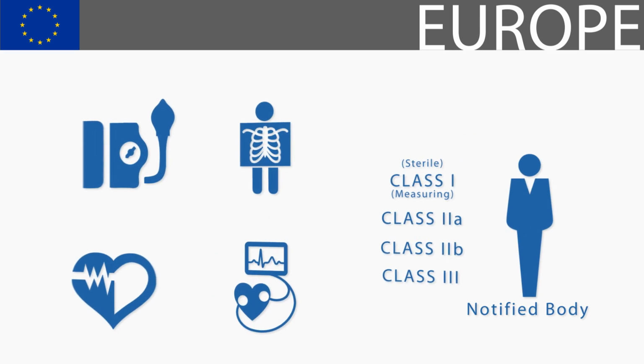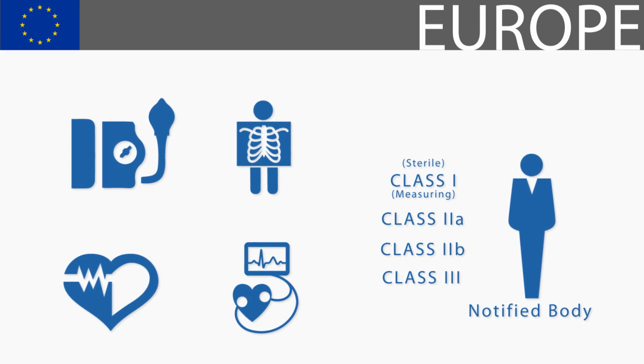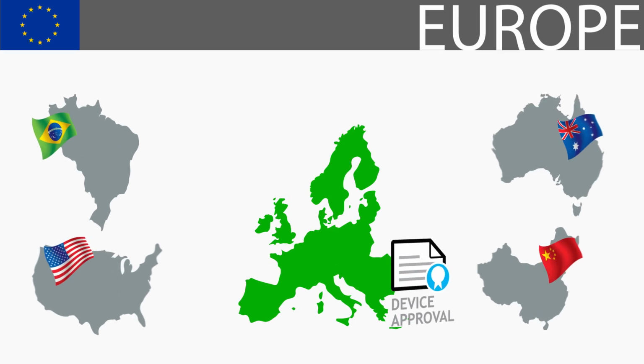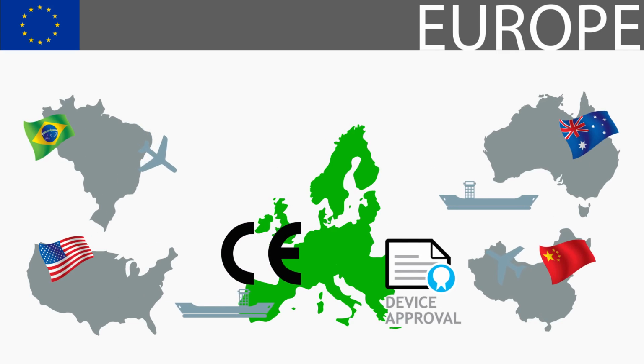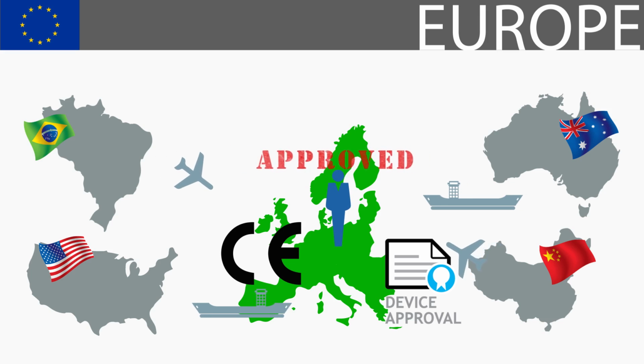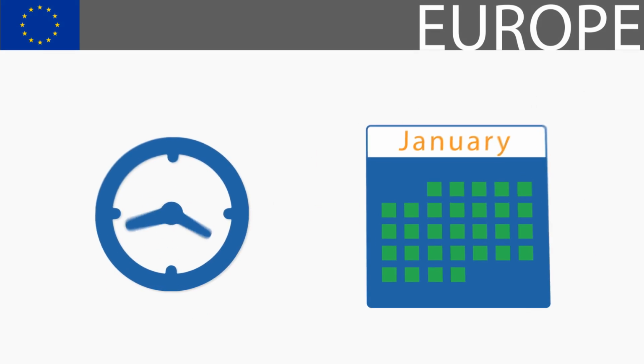If you manufacture a Class 1 sterile, Class 1 measuring, Class 2A, 2B, or 3 device, it will be reviewed by your notified body. They will then issue your CE marking certificate for your device. Your CE marking certificate is issued for a certain period of time, typically 5 years, and remains valid for that duration, as long as you don't make substantive changes to the product, claims, its intended use, and your yearly surveillance reviews are successful. So how long does it take to get approval in Europe?